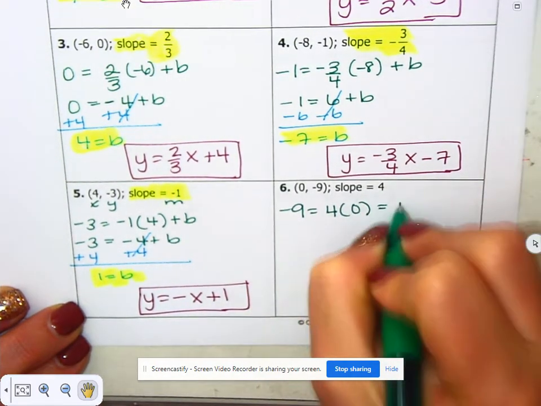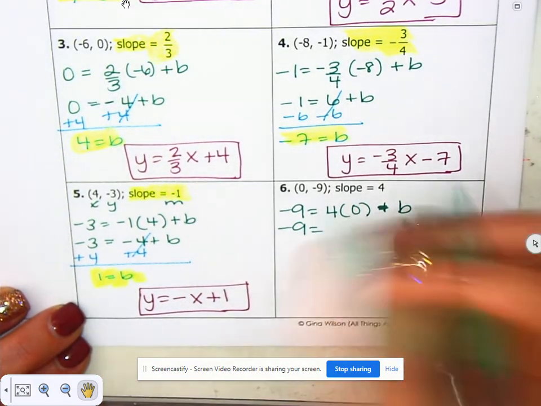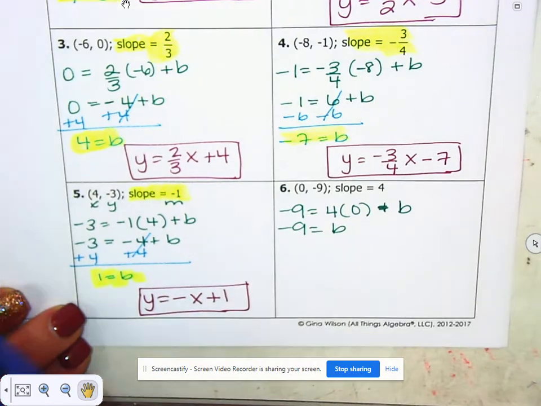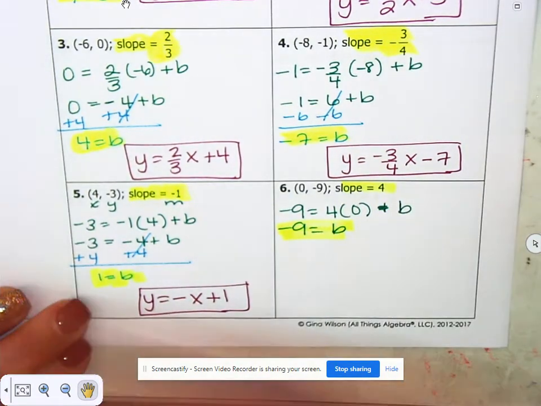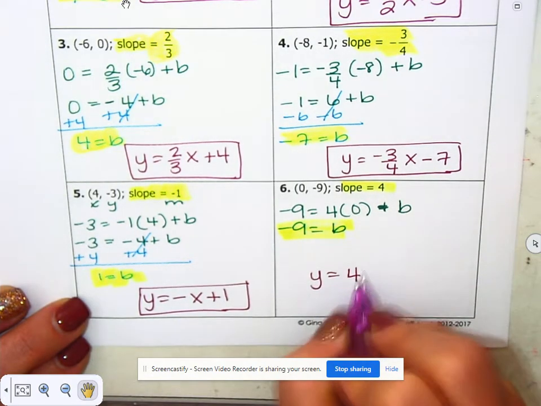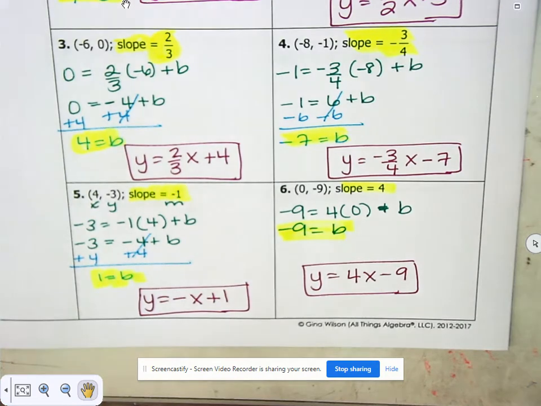Y is -9, m is 4, x is 0 plus b. So that gives me -9. Now 4 times 0 is 0, so I'm not even going to put that. So we didn't even have to solve to get our b here. We just simplified, and there it was, which gives us the equation y equals 4x minus 9.